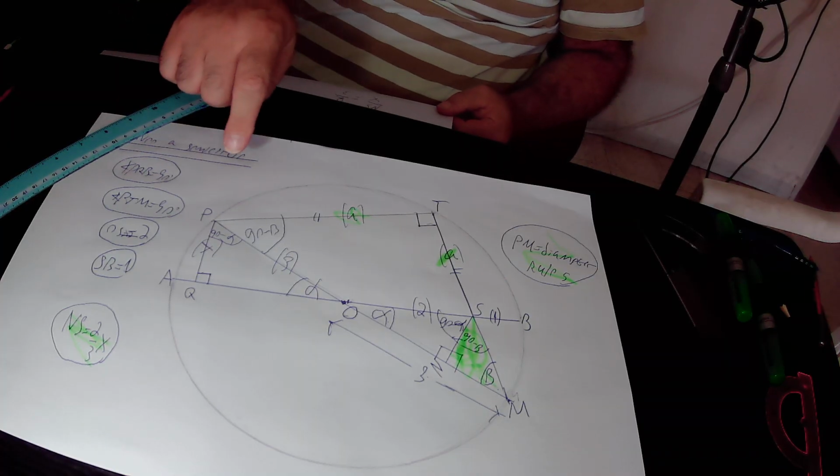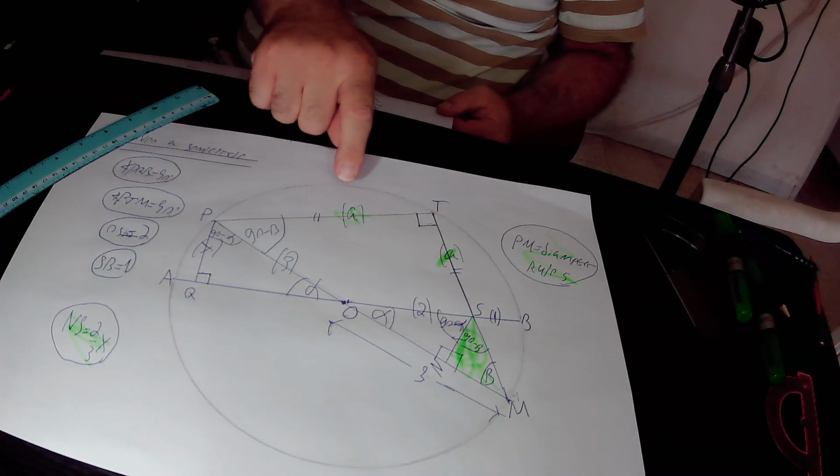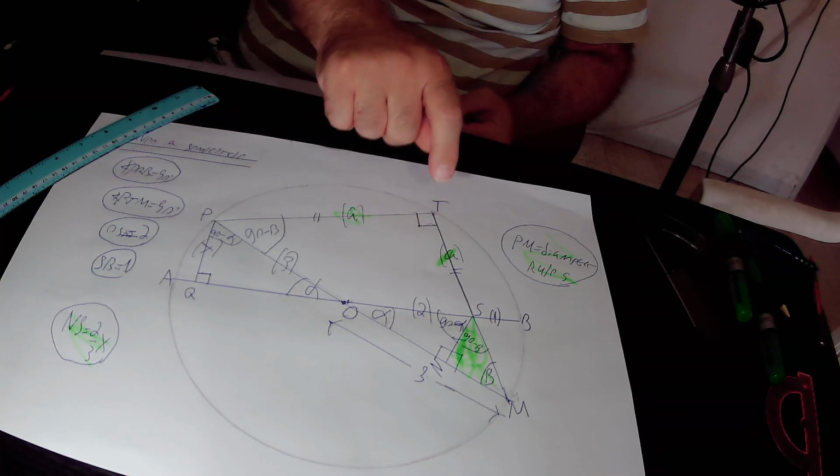It is given in the question that PT equals TS. So if we define the length of PT as A, then TS must also equal A because they are equal to each other.